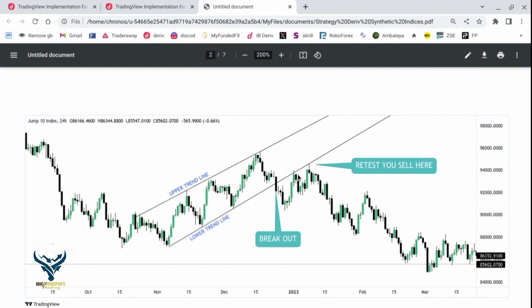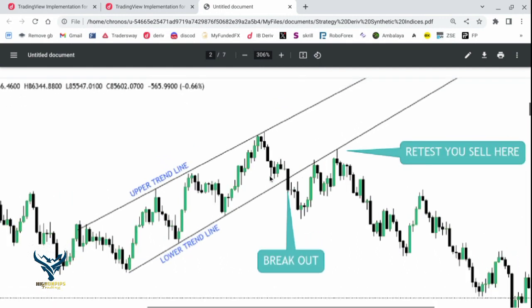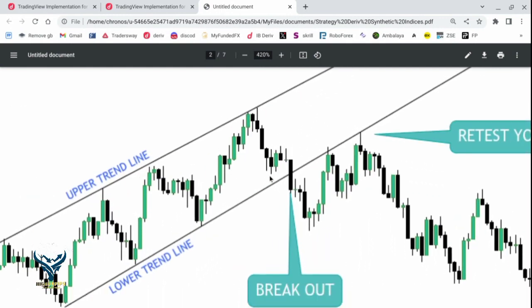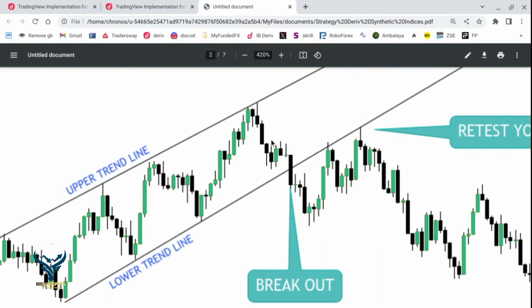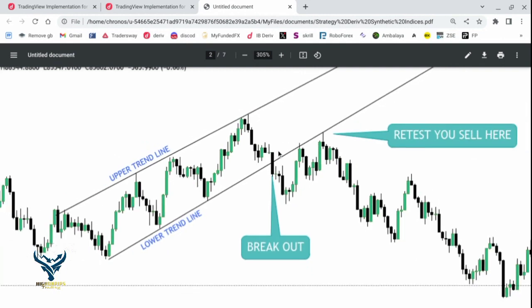So as you can see at this point, as it retested on the trend line, there is also an order block here around this area on the left. Let's zoom in. Okay, there is this order block, this one. So there's a combination of a trend line retest and an order block, which is now acting as a what? As a resistance.